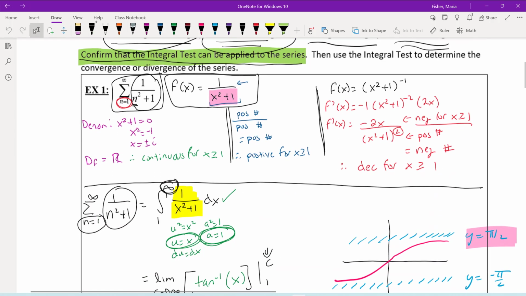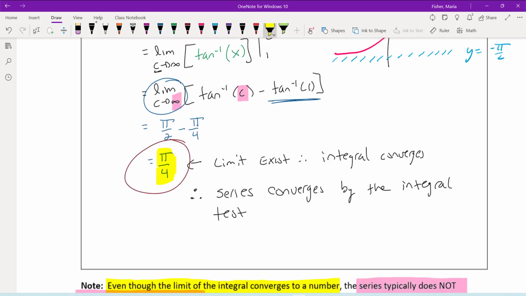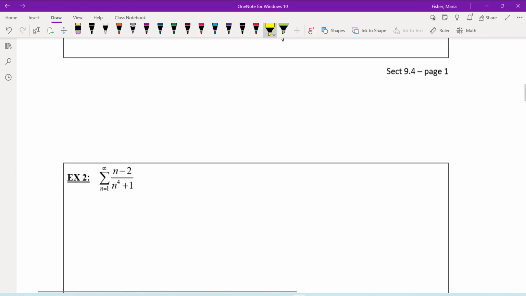Now notice, we did this exact same series in section 9.3 using the integral test, and using the integral test, we determined that the series converges. So just to let you know, there is more than one test that can be used to determine if a series converges or diverges. Let's keep going.